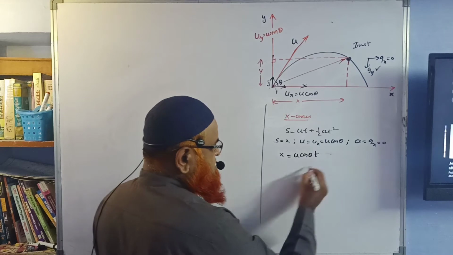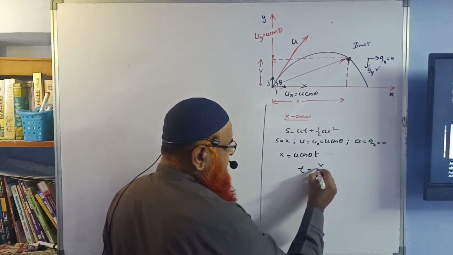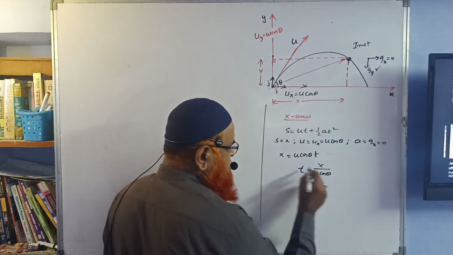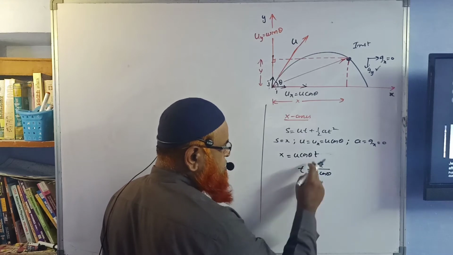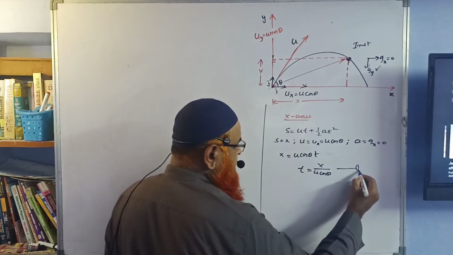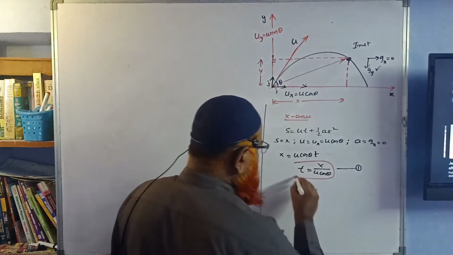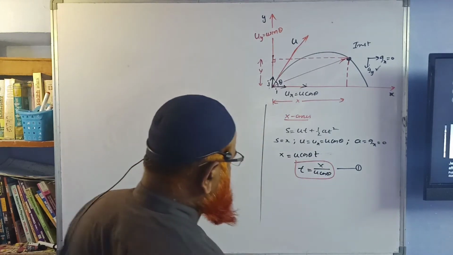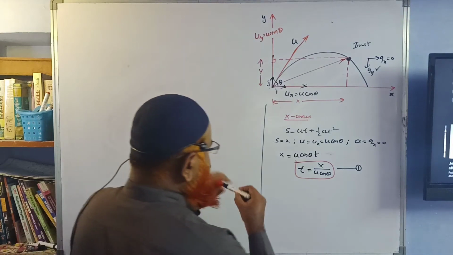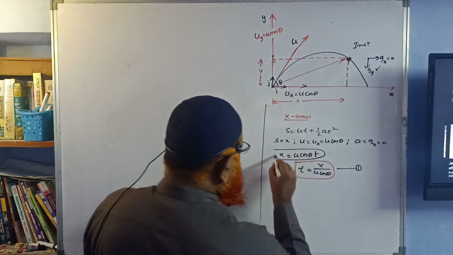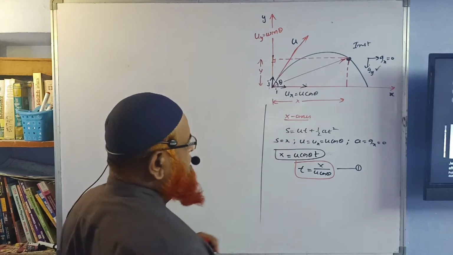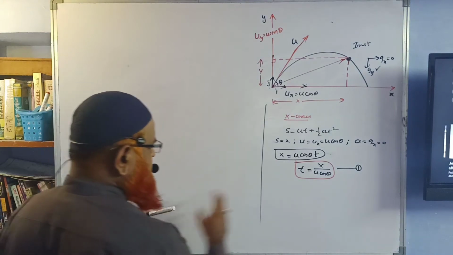Then from this you need to find t. You get t is equal to x by u cos theta. Let us consider this as equation number 1. You also have to remember that x is equal to u cos theta into t. You have to remember this one also. Now let us see what is going to happen next.